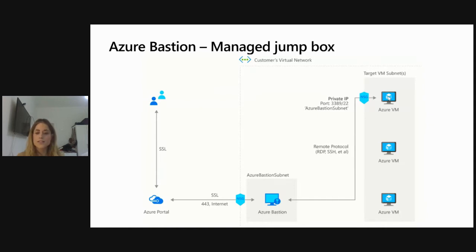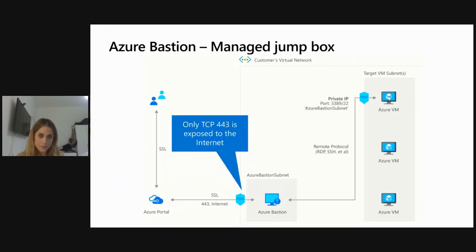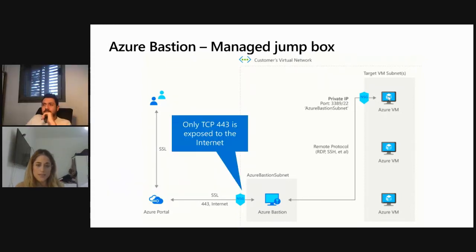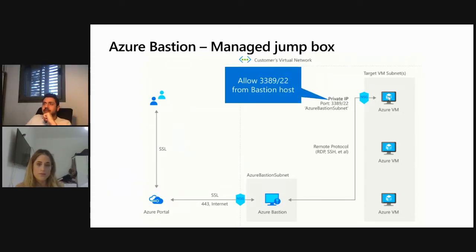And all the traffic is encrypted. We have SSL termination, TLS termination, SSL offload, and all of that. And it's only exposed on 443, obviously.